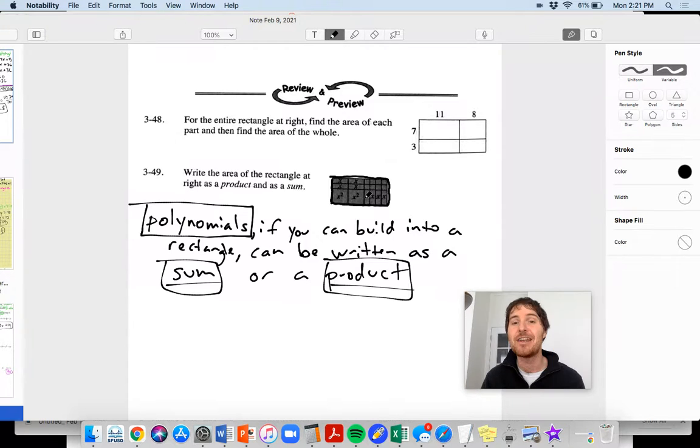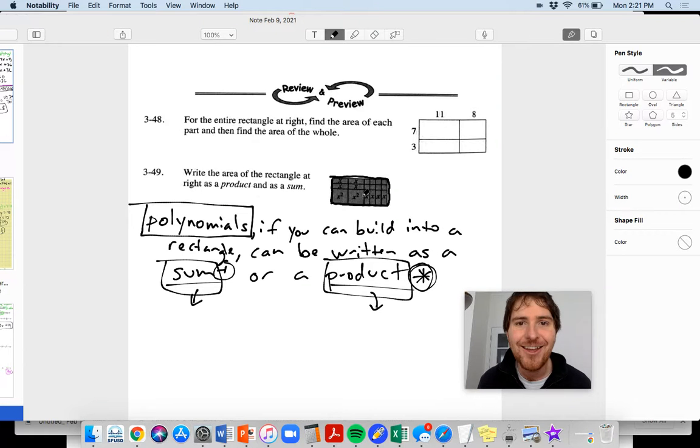So anyways, looking at this polynomial right here, we write the area of the rectangle out as a product and as a sum. Well, I'm going to do the product first, okay? What does product mean? Product means we're multiplying. Sum means we're adding. So what are we going to do to write this as a product? Well, how do we get area in terms of multiplying stuff here? Yeah, that's right. We've got to do length times width, or base times height. Anyways, you know how to do area of a rectangle here.